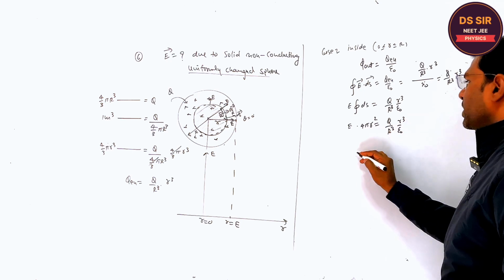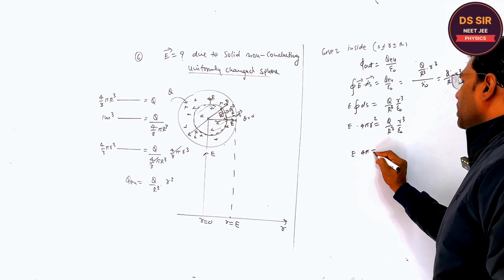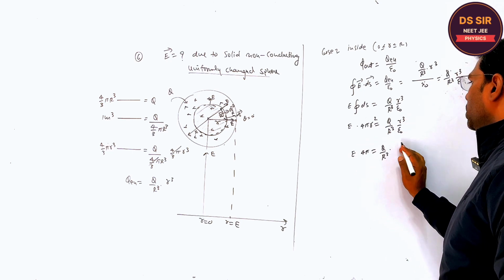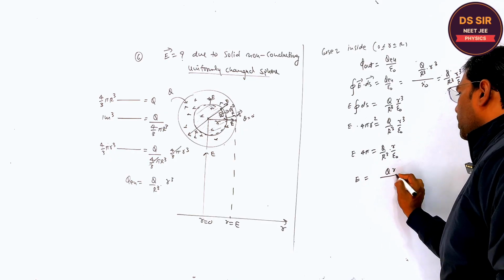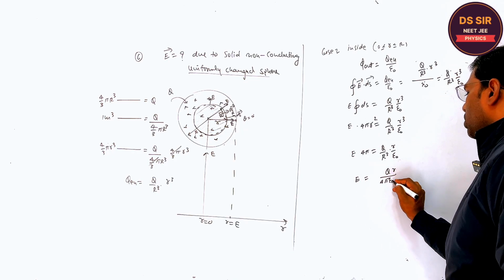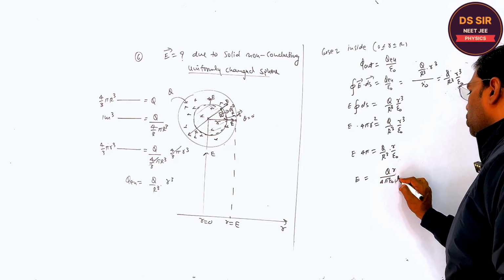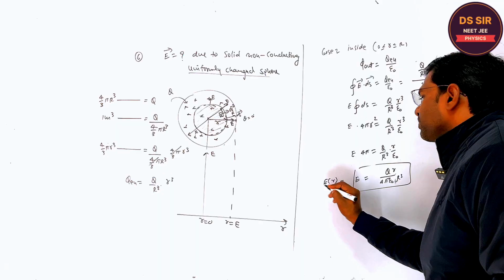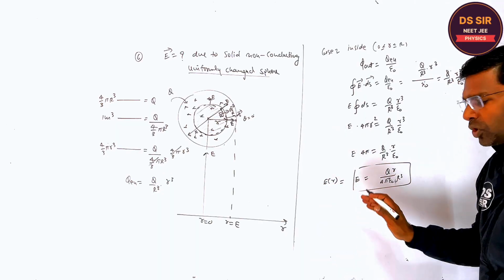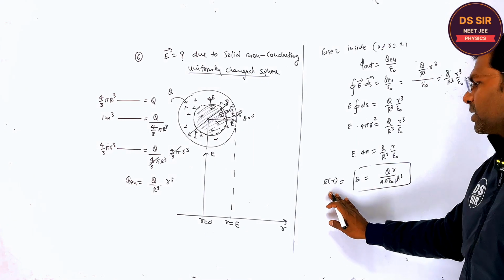So E times 4 pi r square equals Q r cube upon R cube epsilon naught. The r square will cancel out, leaving r. If you simplify this, E equals Q r upon 4 pi epsilon naught capital R cube, right? So this is the electric field inside the sphere. Copy this. So now you can make the graph.